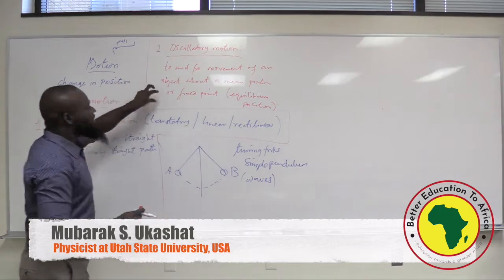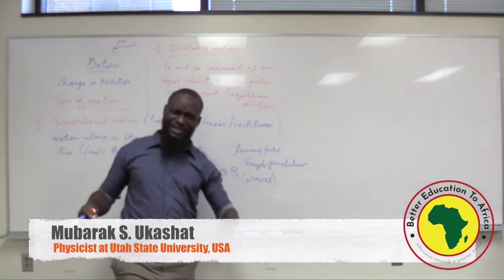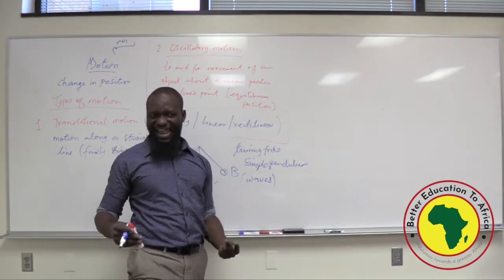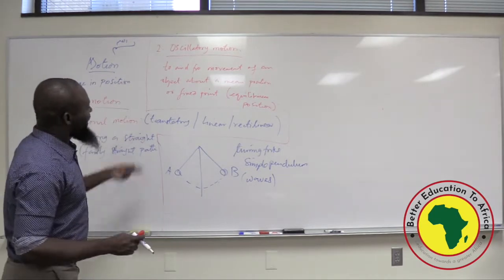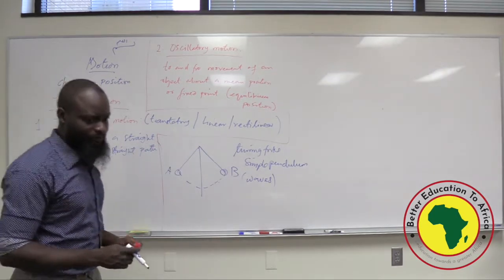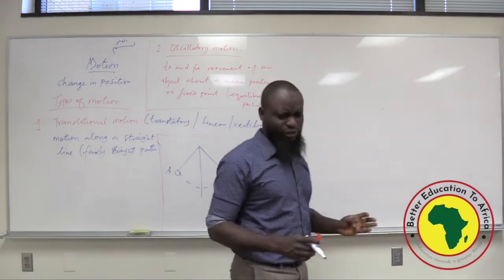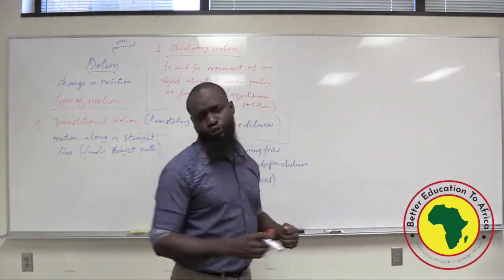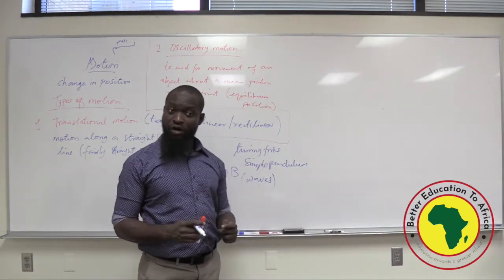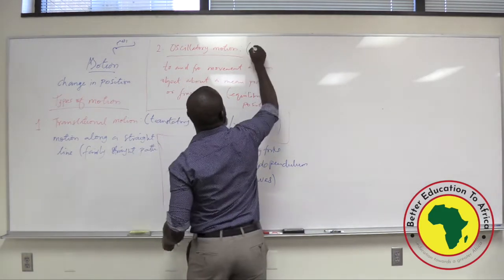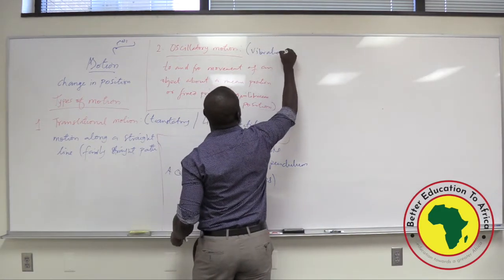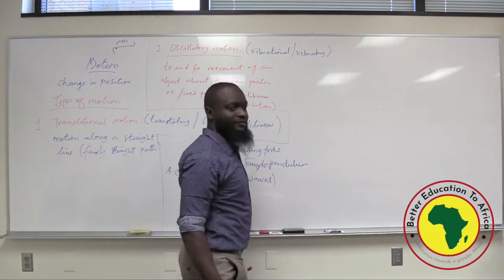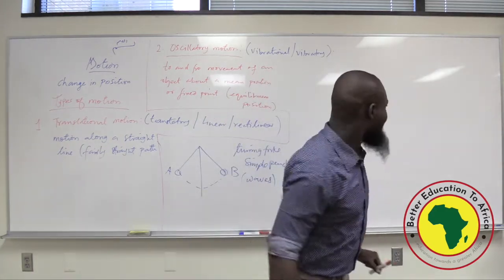There are certain things you might not clearly get for now, but just get the basics. When we get to circular motion, vibrational motion, oscillatory motion, it will become clear, okay? So that is another kind of motion, oscillatory motion. The oscillatory motion is also known as the vibrational motion or vibratory motion. That's another name for this. Are we good? Yeah. Awesome.